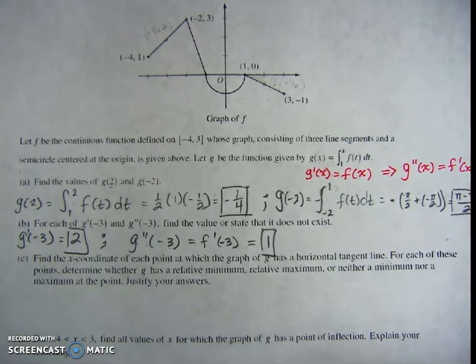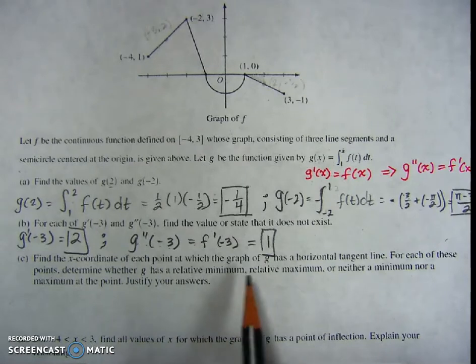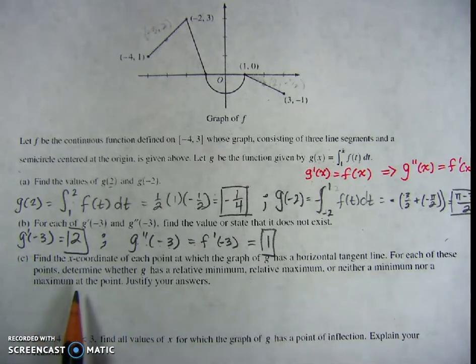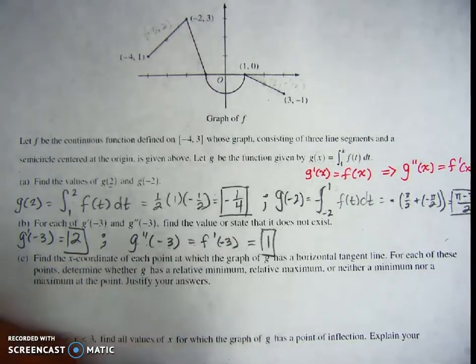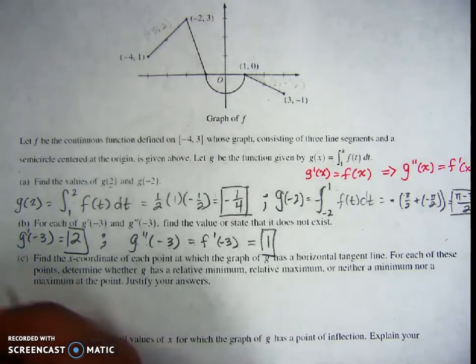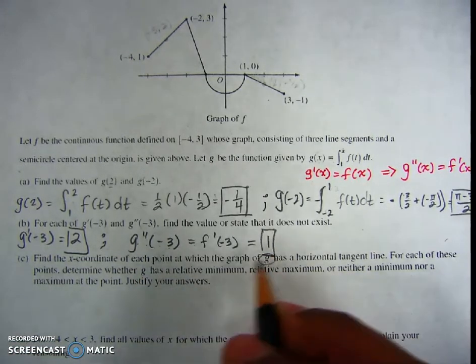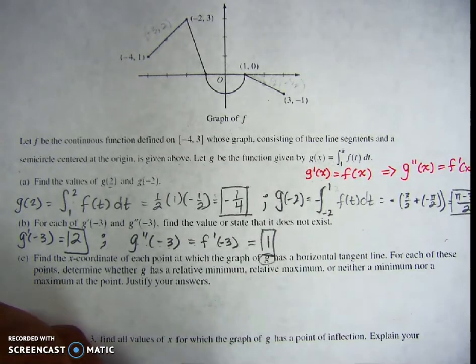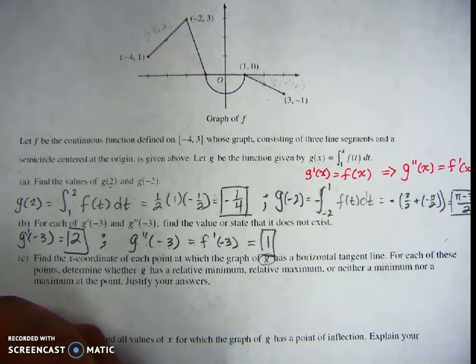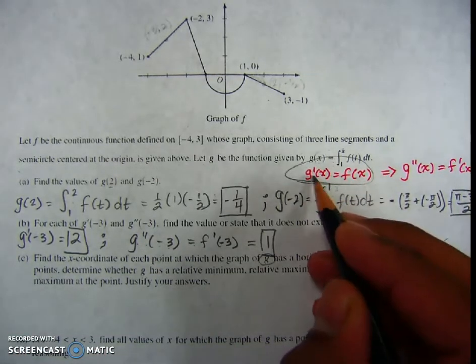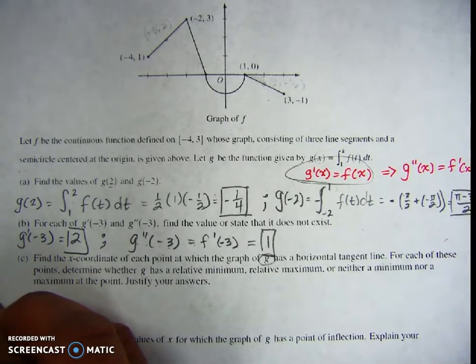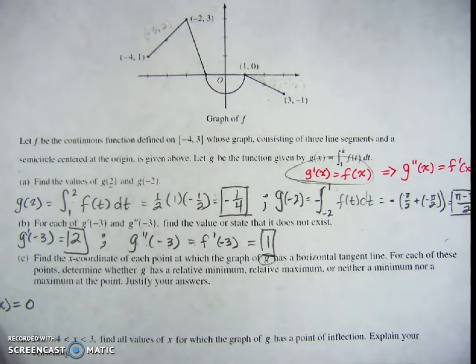For part C, it says find the x-coordinates of each point at which the graph of g has a horizontal tangent line. For each of these points, determine whether g has a relative minimum, relative maximum, or neither a minimum nor a maximum at that point. Justify your answer. So if we're looking for relative maximum or relative minimum, you should be thinking of critical numbers. Critical numbers is when the derivative of g, so when g prime of x equals 0, but according to this, g prime of x is equal to f of x. So it's the same as asking when is f of x equal to 0.